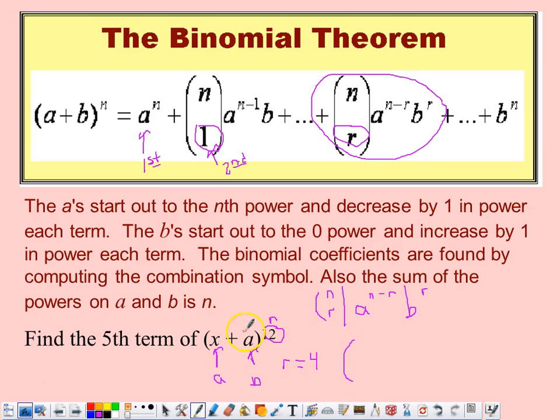So for us, even though we know how to write out the expansion of this, and it's really trivial, we don't want to write out the expansion if we don't have to. We can go straight to the term. So it would be a combination of 12 things taken 4 at a time. My A is x, to the n minus r, so that's 12 minus 4. And my second term, which is A, to the 4. And we could use our formula to figure out the combination of 12 things taken 4 at a time, or y'all could be nice and figure it out on the calculator for me.